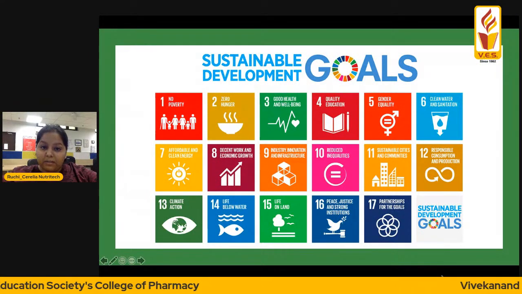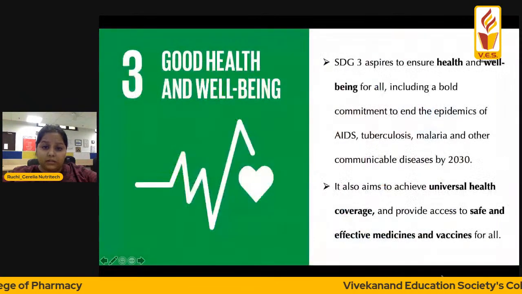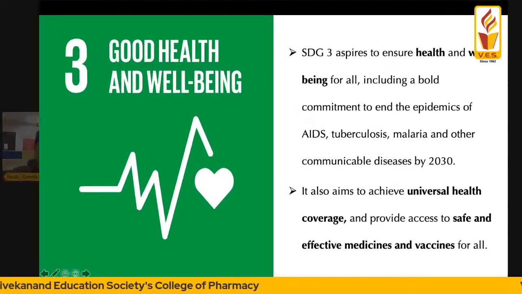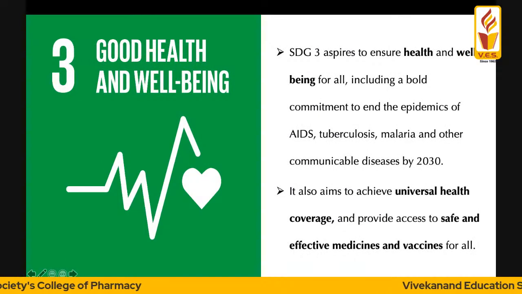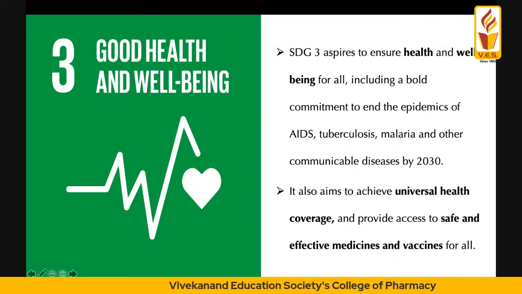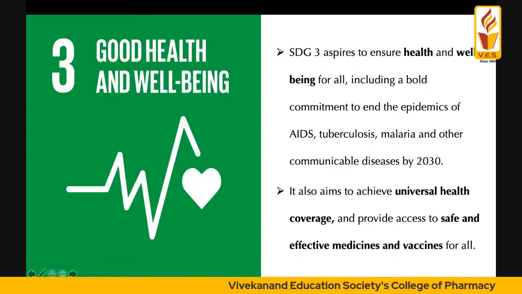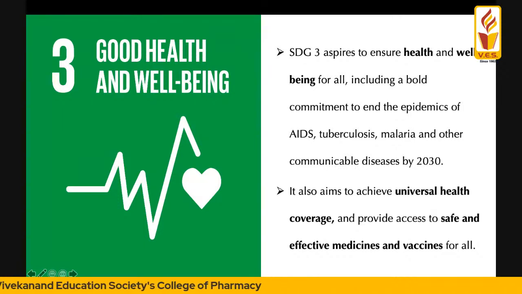Now, all these sustainable development goals are interlinked to each other. Sustainable Development Goal 3 is the one which talks about good health and well-being. This SDG 3 aspires to ensure health and well-being for all, so we can definitely contribute to achieving SDG 3 and contribute to the Indian goals of achieving the SDGs. Also, SDG 3 aims at ending the epidemic of AIDS, tuberculosis, malaria, and other communicable diseases by 2030. There are also other things about safe and effective medicines and vaccines.